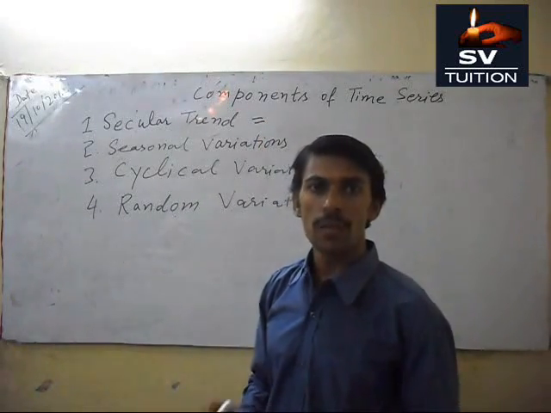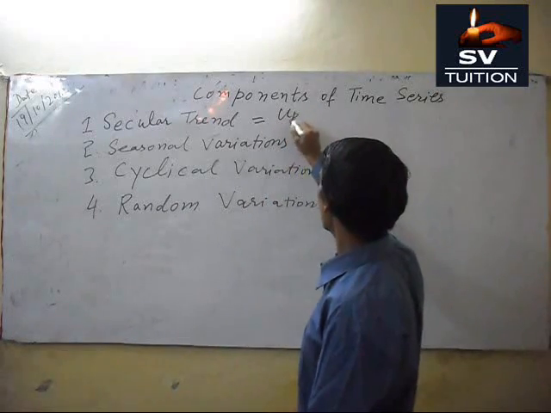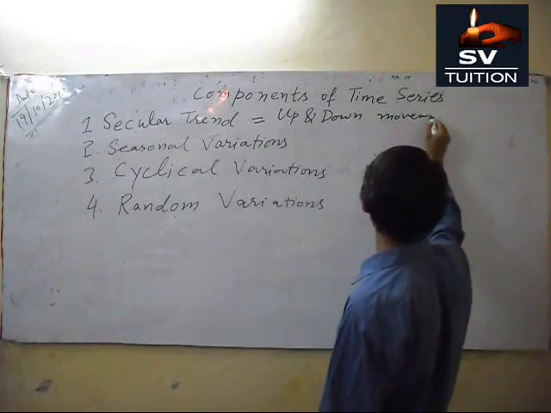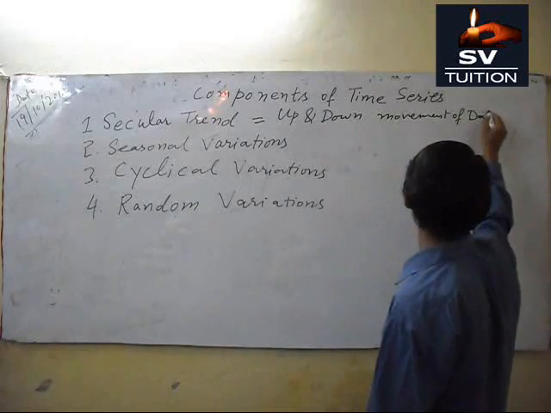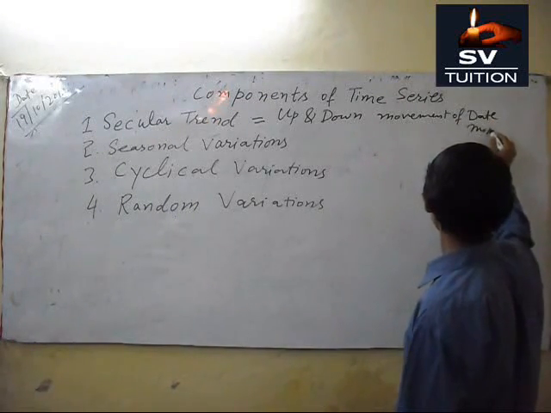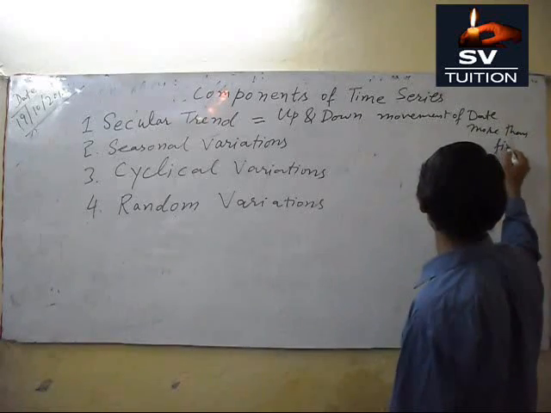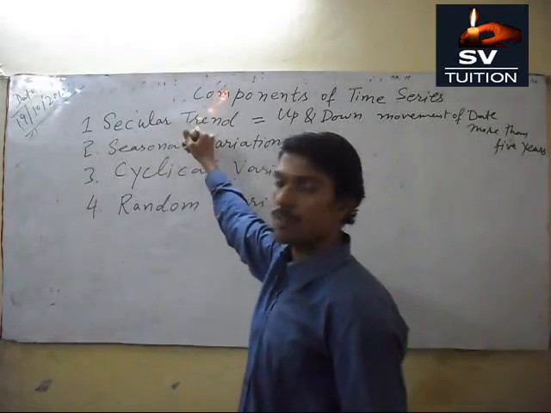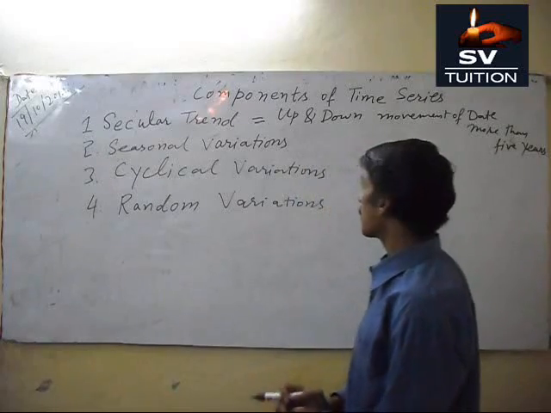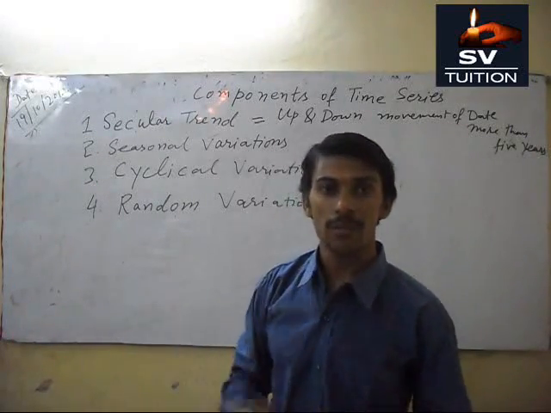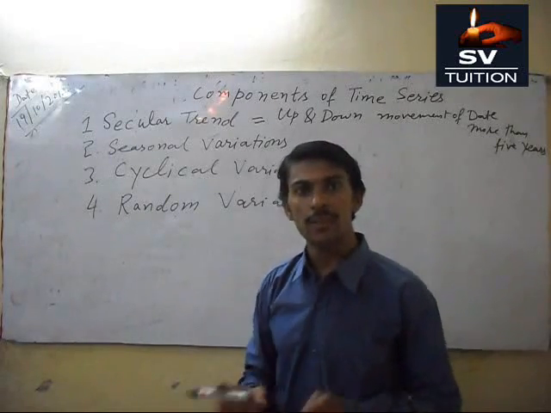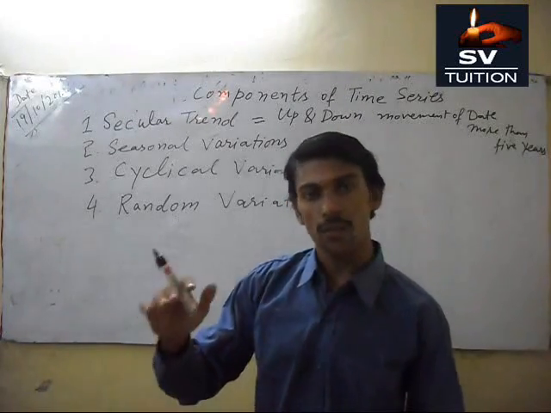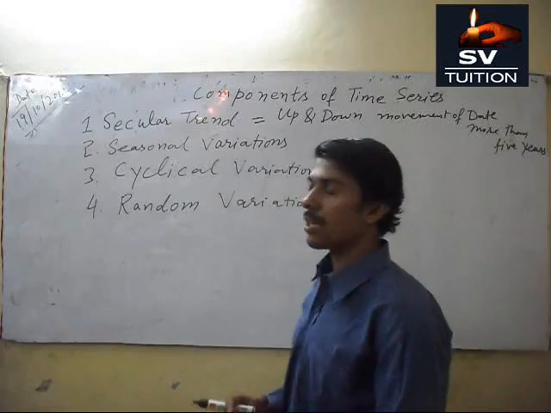It is up and down movement of data more than 5 years. So this is also called a long-term trend or trend. In this we see the changes, whether it is upward or downward. Suppose sale of 10 years and we see the trend of upward of sale and downward of sale. So this study is called secular trend.